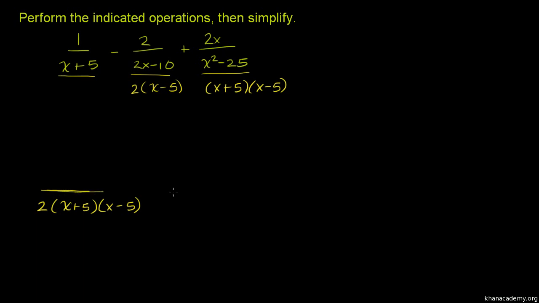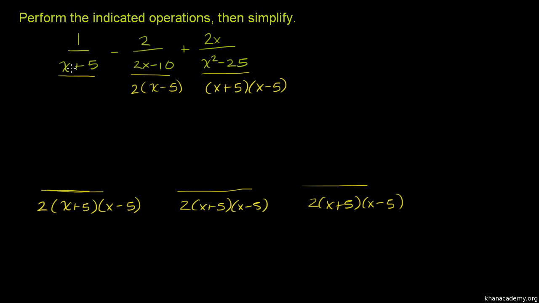So let's write it out. Let's rewrite each of these expressions with that common denominator. So 2 times x plus 5 times x minus 5. And then right over here, I'll write it again: 2 times x plus 5 times x minus 5. Once you get used to this, you might be able to just write out the common denominator once and then figure out the appropriate things to multiply the numerators by. But I want to make sure we go through every step for these videos just so we understand what's going on.